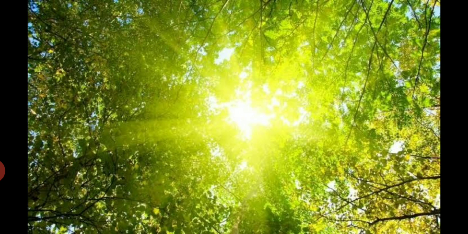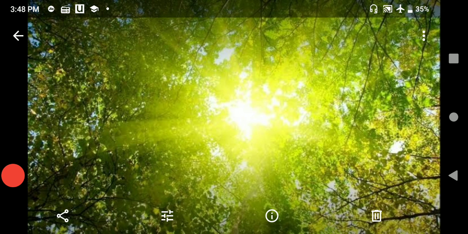And sunlight provides vitamin D, and vitamin D is very essential for the bones. Sunlight is also used to generate electricity through solar panels. Have you seen how electricity is generated through the sunlight?